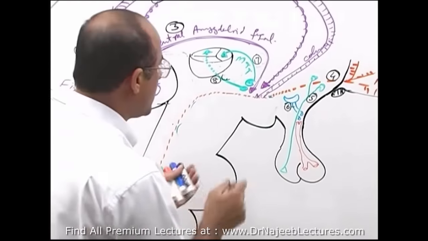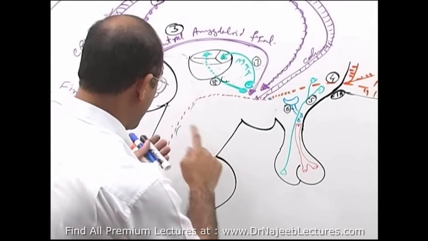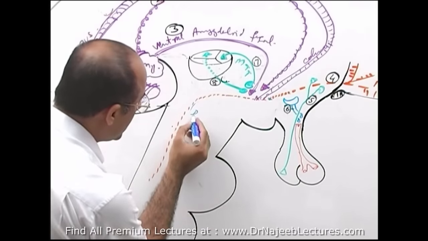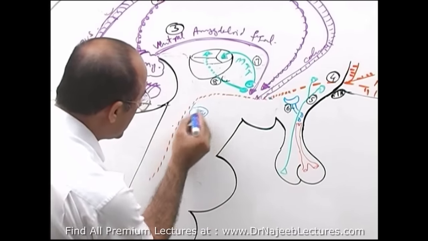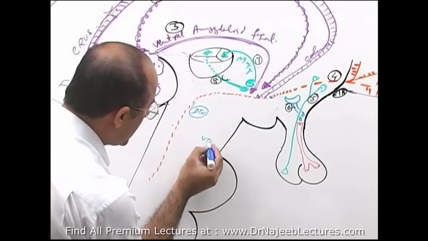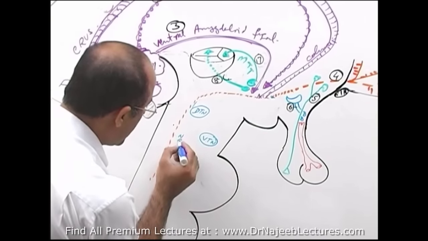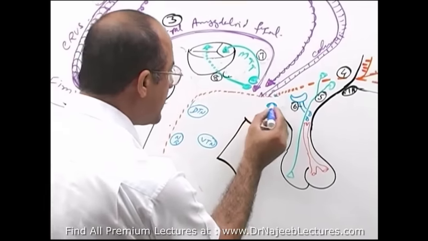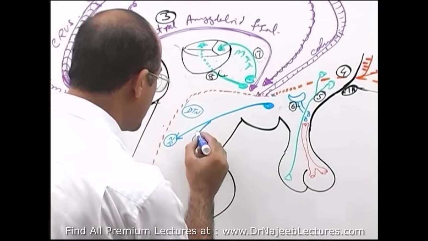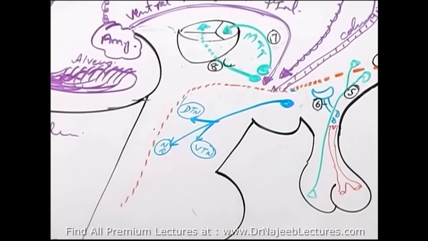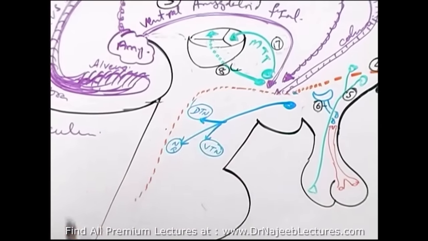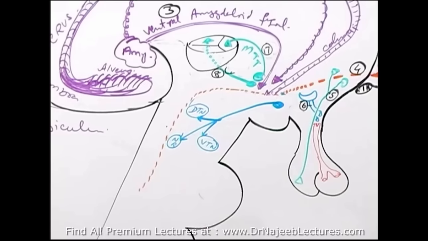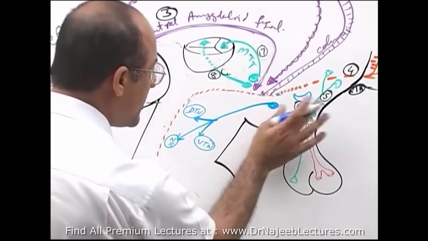Now listen. I was drawing here which nuclei? Dorsal tegmental nucleus, ventral tegmental nucleus and nucleus raphe. Is that right? Now actually from the hypothalamus there are connections going to all these three. Number one, from the hypothalamus connections are going to all these nuclei, and these connections which are going are called the mammillotegmental tract. What is it?